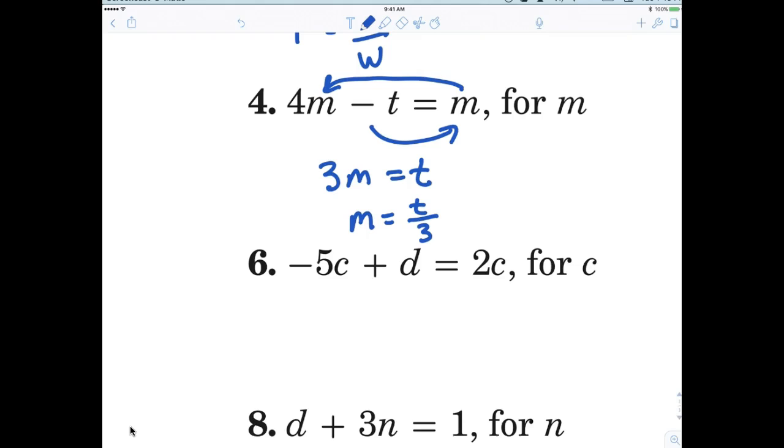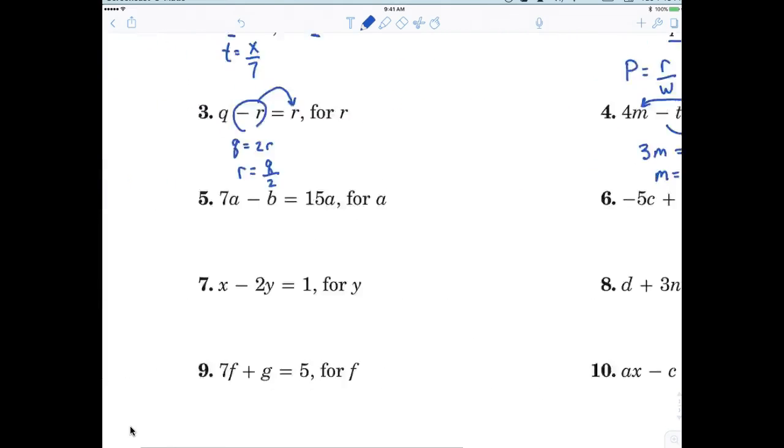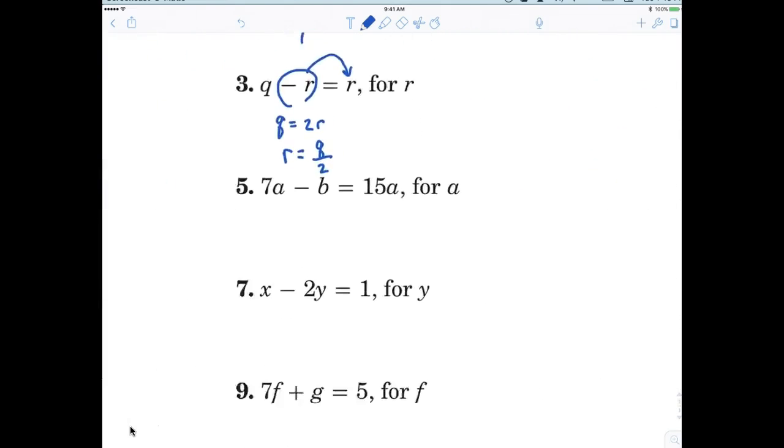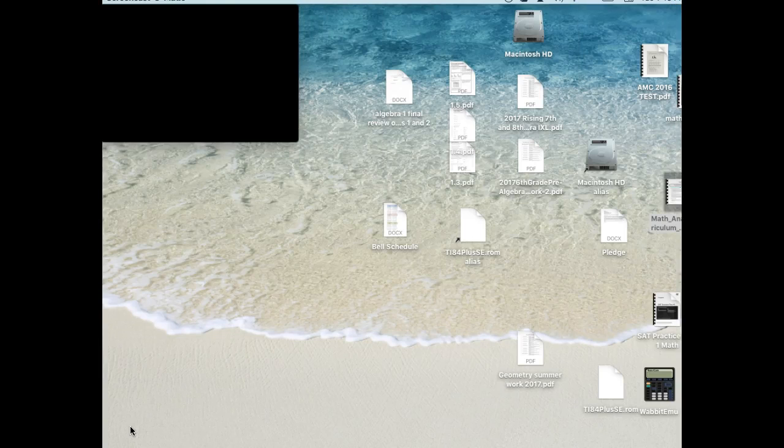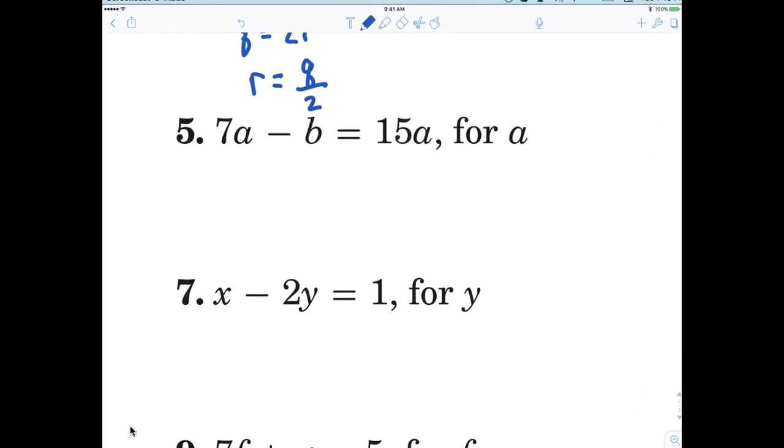Let's take a look now at question number 5. Combining terms. So in this case, I'm going to move the 7A over. So now be real careful. Negative B equals 8A. Anybody have issues with that?